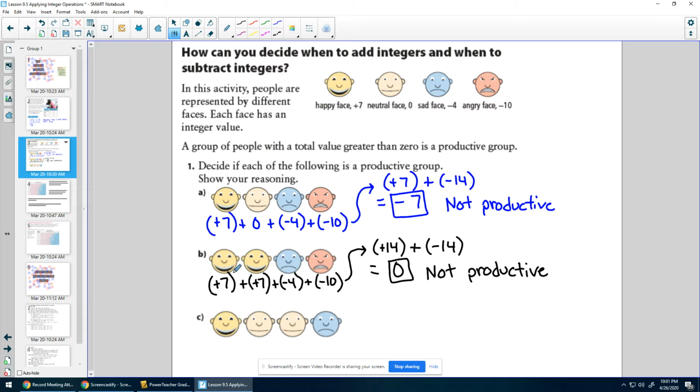All right, I want you to give this last one a try on your own. So pause the video, give it a whirl, and then when you're ready, you can press play and move on.